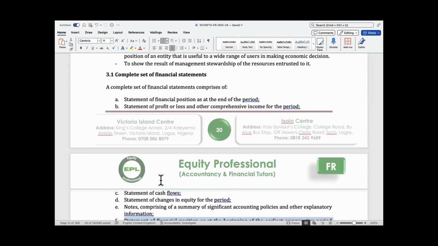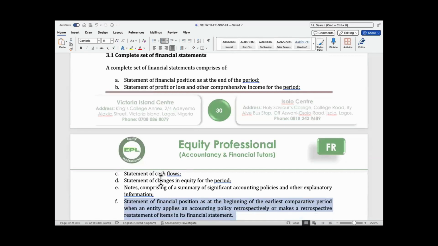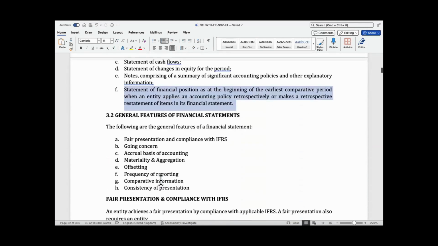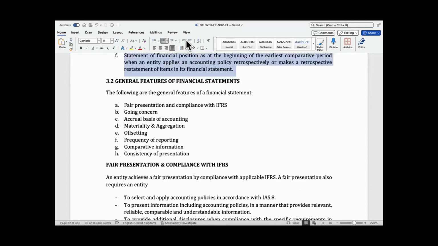But as far as financial statements are concerned, this is a complete set of financial statements. Then is the features of a financial statement. The features of a financial statement.